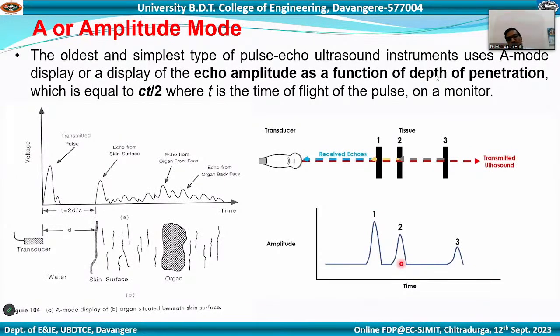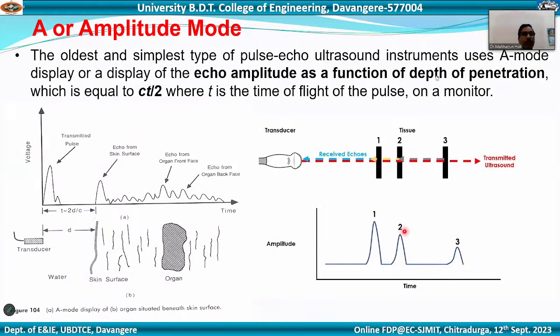So this will be the amplitude of the echo from 3. Based upon at what time they are getting reflected, and with reference to this time, I can find out what the depth is, where the position of that particular tissue is, using the amplitude mode.